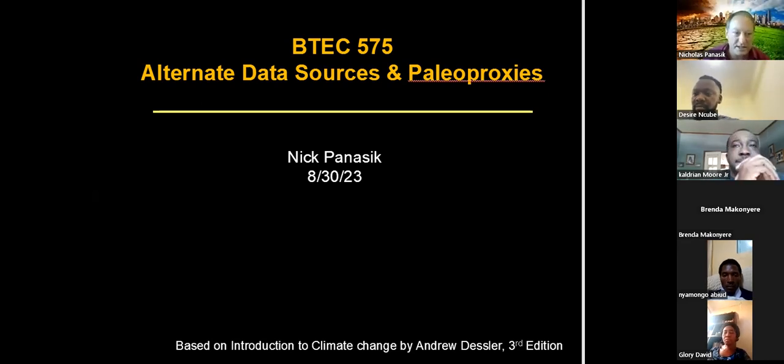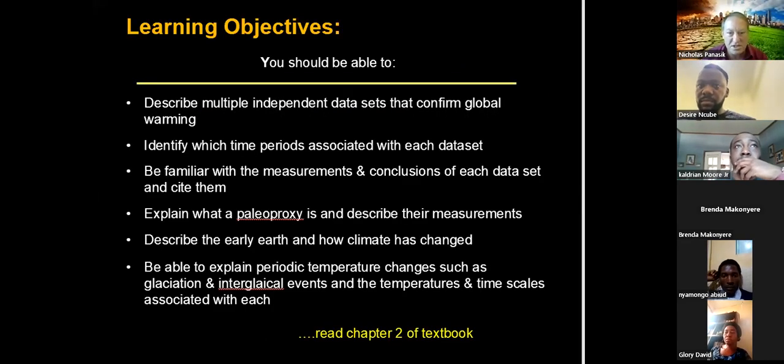And in terms of objectives of this section of the course, I'm going to want you to be able to describe multiple independent data sets that confirm what we are seeing in the surface thermometer temperature record. You should be able to identify which time periods are associated with each data set. Not all of them stretch as far back as our thermometer data. Some go much even further.